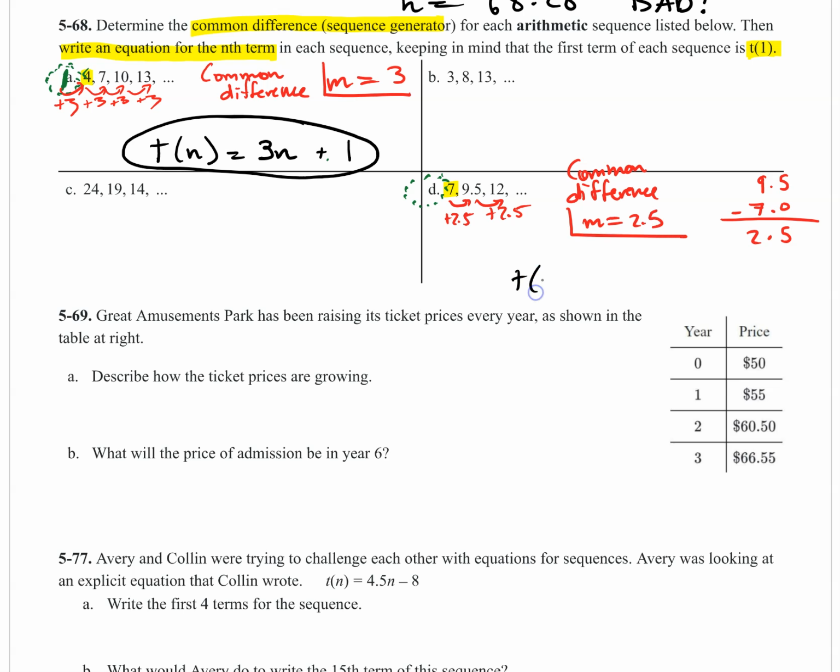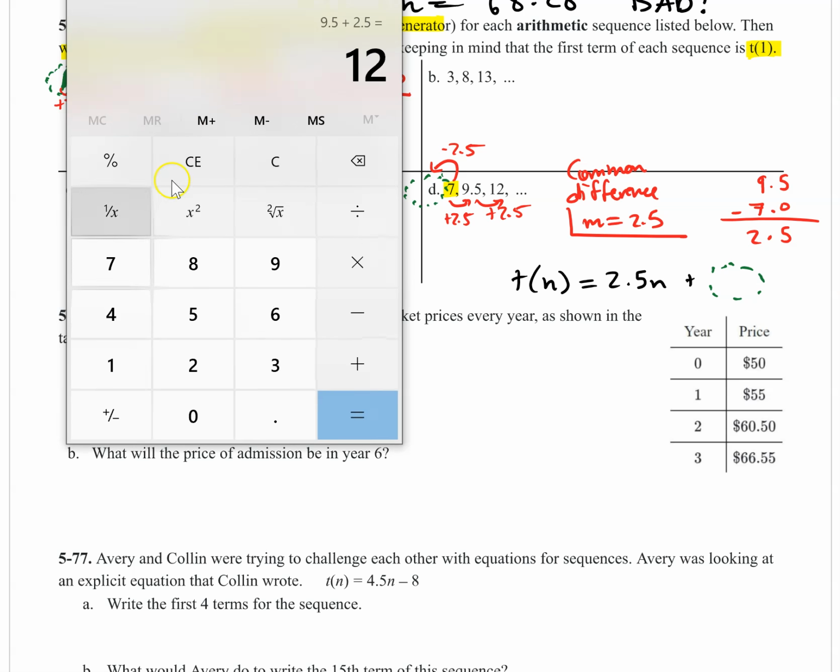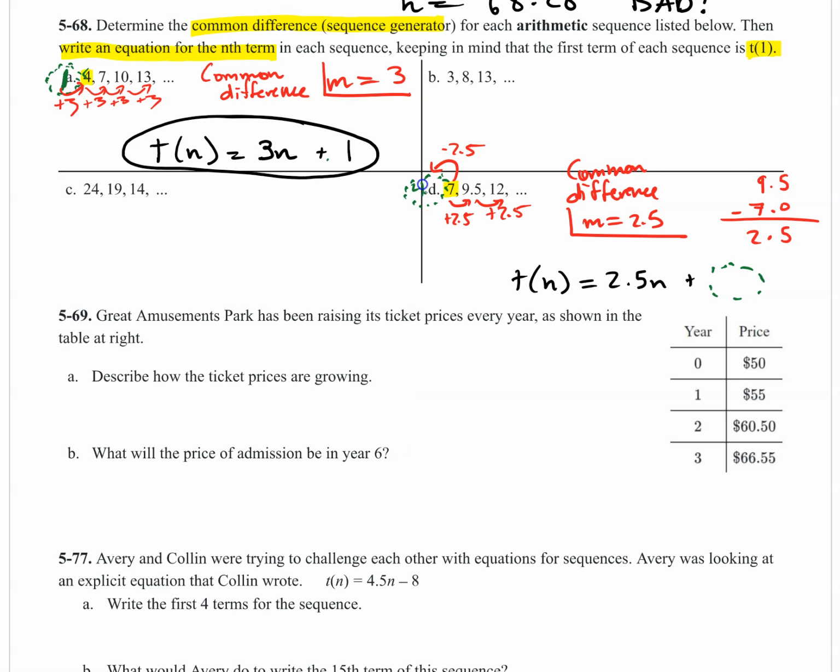Alright, so the equation T of n equals 2.5n plus, we need our 0 term, our starting value. So what we do is we take 7, and then we go back. And we go back by doing the opposite of adding 2.5. Okay, so let's take 7 and subtract 2.5, and we get 4.5. That's the 0 term. And that's the number that goes in our equation.